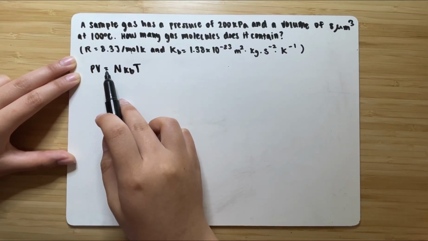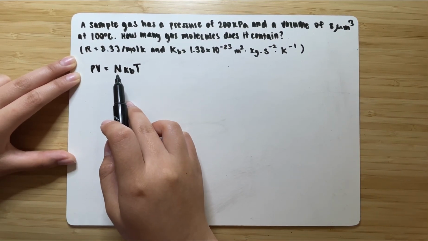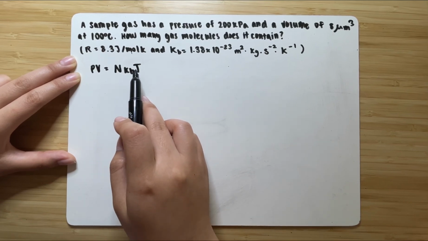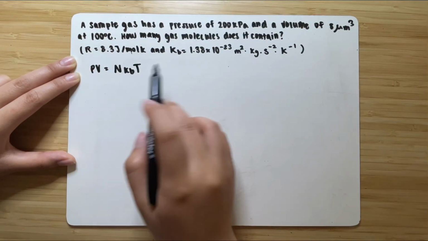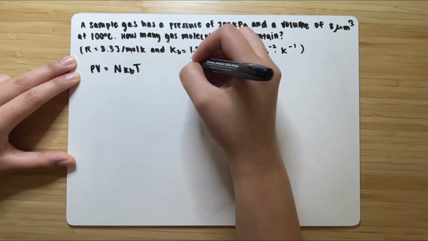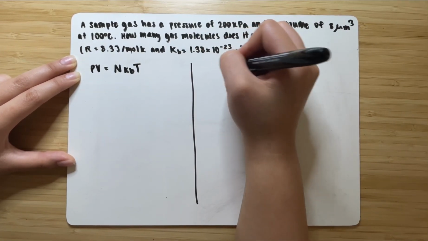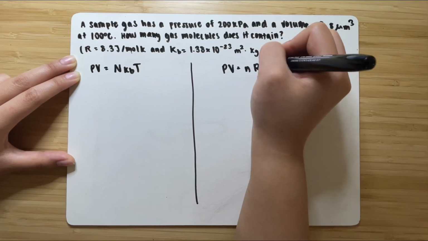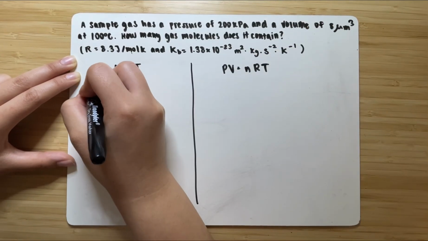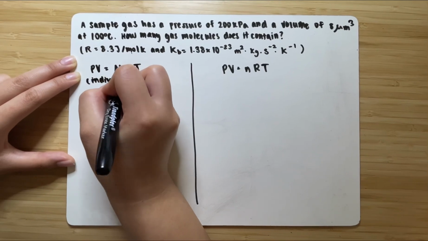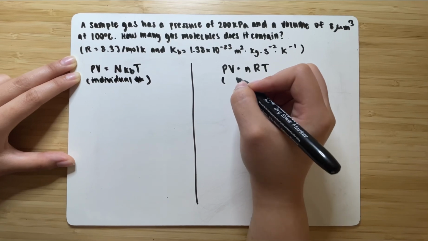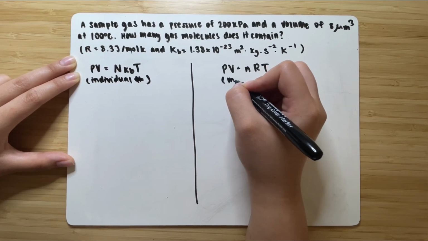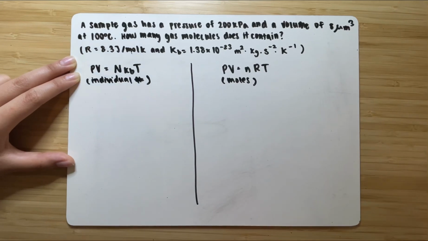Pressure times volume is equal to big N, which is the number of individual molecules, times k sub B T. k sub B is just a constant. And we have another equation that is PV equals nRT. So this one is going to help you find the number of moles of molecules.